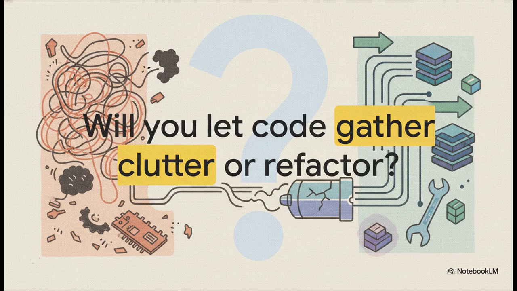So, as we wrap up this explainer, I want to leave you with a final thought to take back to your own Agile projects. Knowing the chaos that happens when code is neglected, and knowing the incredible power of continuous integration and routine maintenance, will you let your code gather clutter, or will you refactor for the future? The choice and the ultimate performance of your software engine is entirely in your hands.